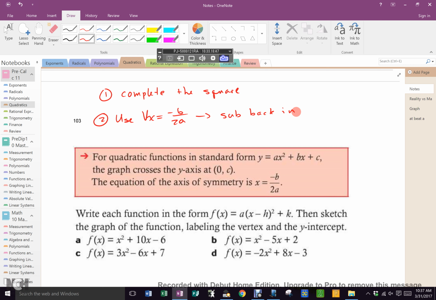This, optional, this will always work. Option 1 is easy math with a lot of computation. Because you got to figure this out, then sub it back in, then do more math. This is easy math with less computation. Do you understand? So you choose which you're going to do. Cool?